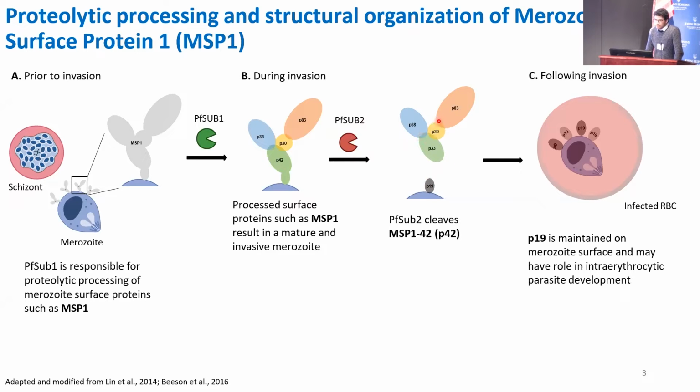During invasion, the peripherally associated proteins are shed at the point of tight junction, and P19 remains on the merozoite surface. That may have a role in intraerythrocytic parasite development. So now, as we know that P19 is one of the potent blood-stage vaccine candidates, the question is how antibodies specific to P19 protect from severe malaria infection.